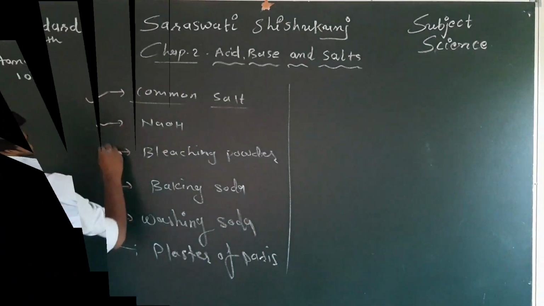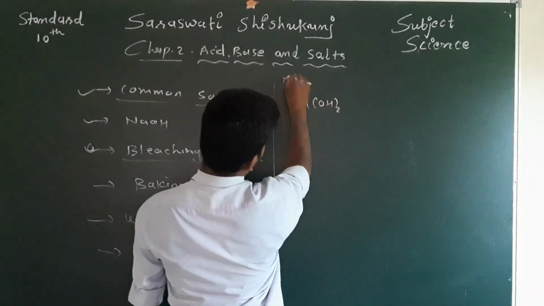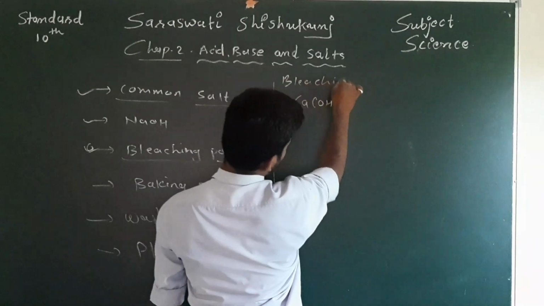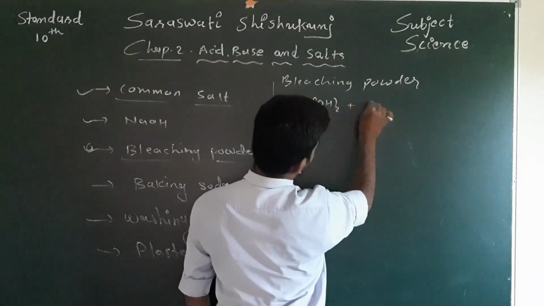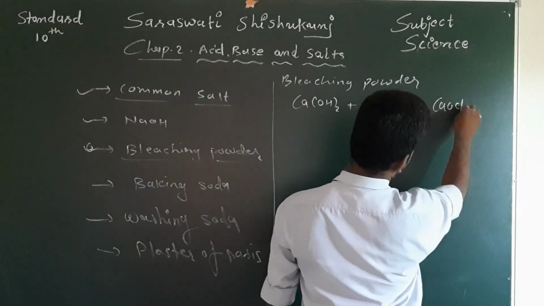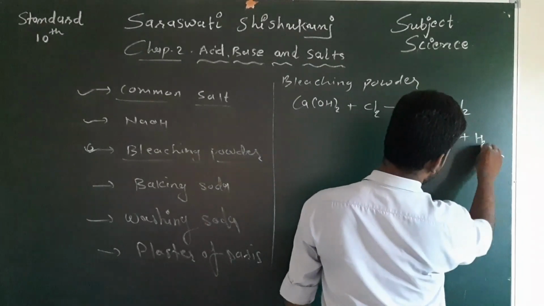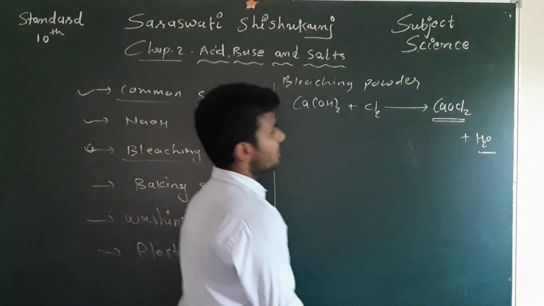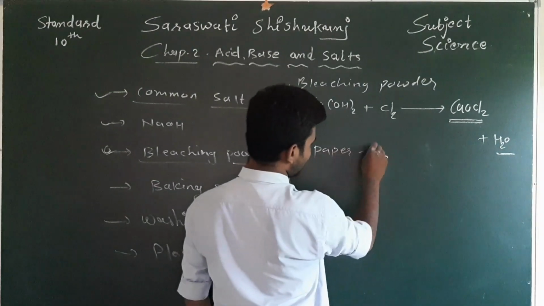Now, let's see how bleaching powder is prepared. Slaked lime, Ca(OH)2. We know that from slaked lime, if chlorine gas is passed, we will get CaOCl2. This is our bleaching powder, plus H2O.